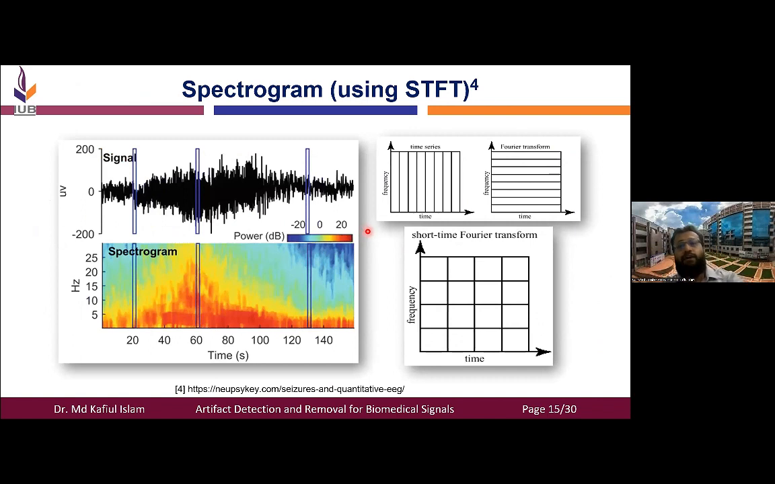So this is an example of a short-time Fourier transform-based spectrogram, when you want to see your signal from both time and frequency domain perspectives at the same time. You apply this kind of spectrogram, where we have both time and frequency resolution at the same time.